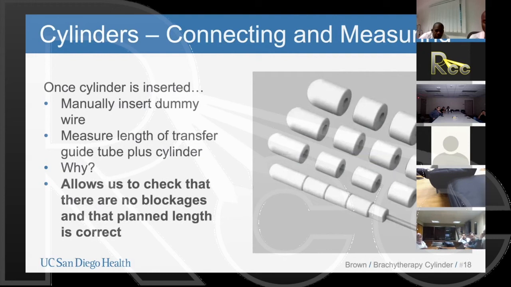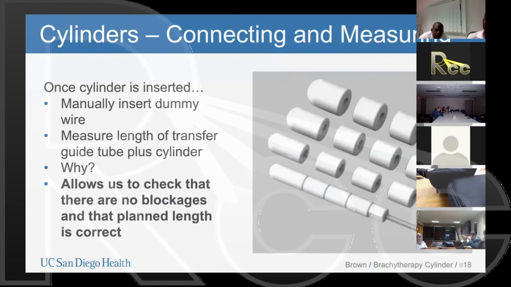The primary one is that it allows us to check the connection between the transfer guide tube and the central channel of the cylinder. If that connection is not complete, then we could run our source out into that area. It could get stuck and we could have a lot of problems. So it's really nice to be able to run the dummy wire through the transfer guide tube all the way to the end of the cylinder, because it allows us to check that that connection is secure and appropriate.